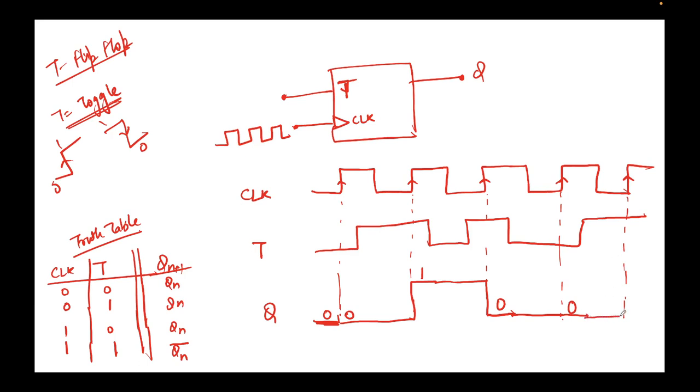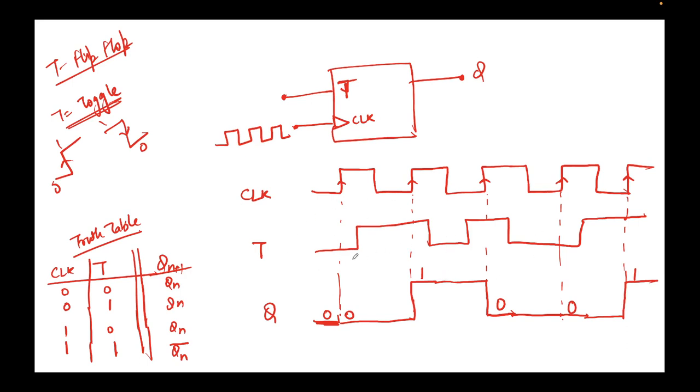Finally, over here, the clock is saying that the output can change, and toggle input is high. So again, this will toggle. It will again toggle from zero to one. So that's how a toggle flip-flop behaves.